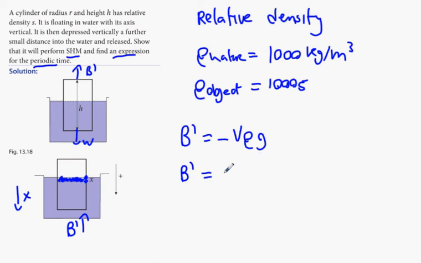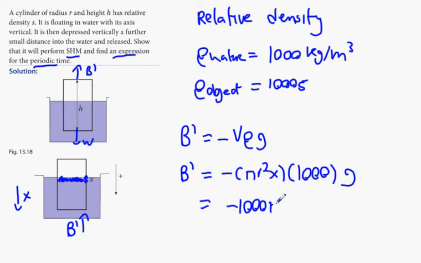So it's the shape of a cylinder, so it's minus pi r squared h, but the height is the little distance x. Our rho value is going to be 1,000, because please remember we're displacing water, we're not displacing the material that's in the object. Buoyancy is the weight of the water, not the weight of the object. Times gravity, g. Then what we're going to get is minus 1,000 pi r squared x g. Okay, that's our buoyancy.